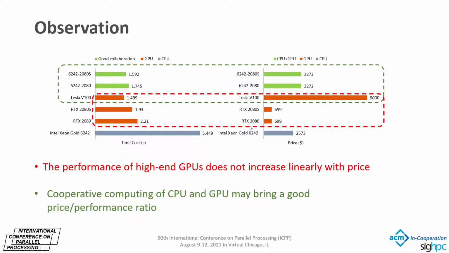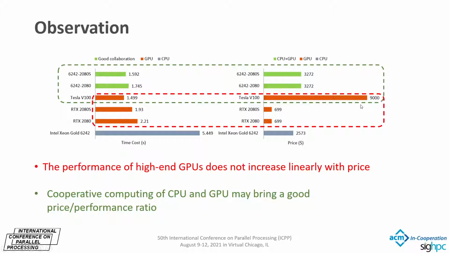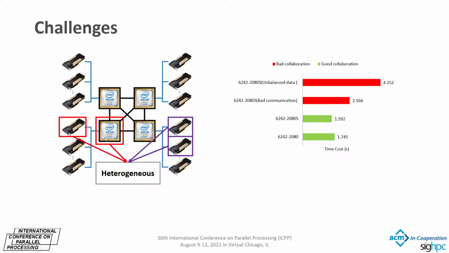Then, we tried to use a CPU and a GPU to jointly calculate SGD-based MF. We found that its performance was close to that of a better GPU, but the price-performance ratio is much higher than a better GPU. Based on these two observations, we considered adding CPUs in the system to collaboratively compute SGD-based MF with GPUs. In a multi-CPU GPU computing node, the CPU and GPU are heterogeneous, and GPUs can also be heterogeneous.